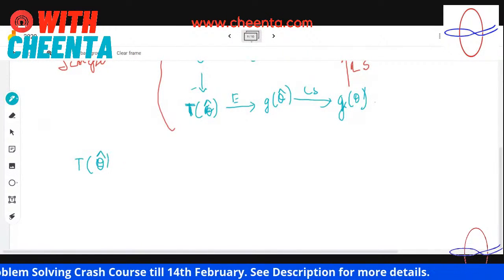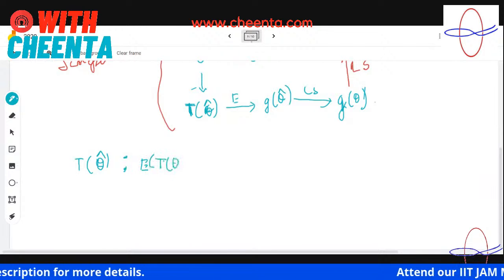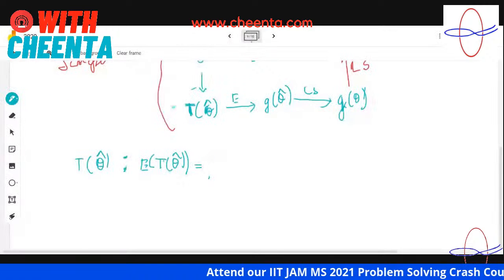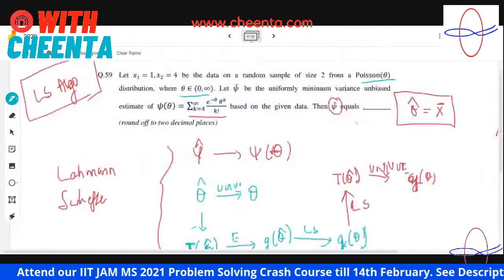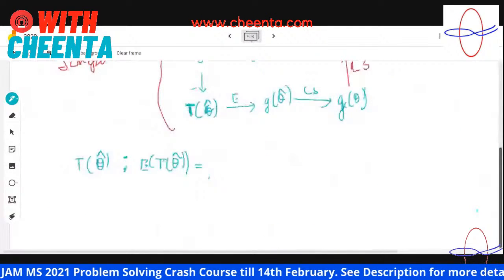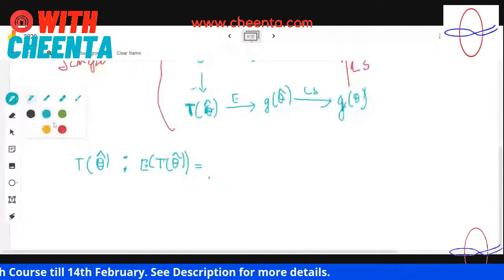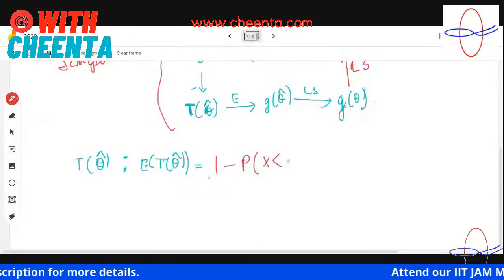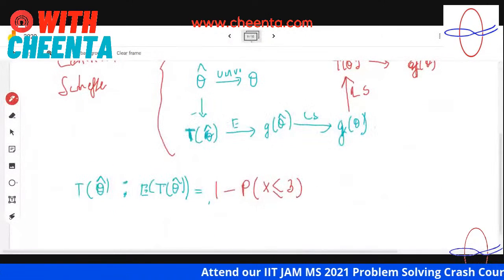such that expectation of T of theta hat is equal to g of theta. Let's write g of theta. Essentially it's 1 minus probability. If you see, actually 1 minus probability x is less than or equal to 3, where x follows Poisson theta.